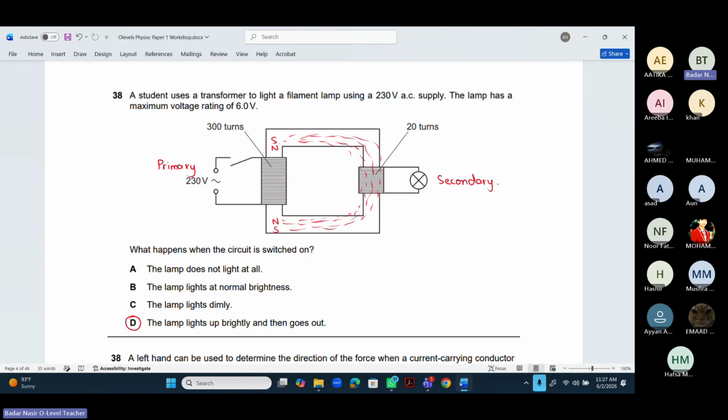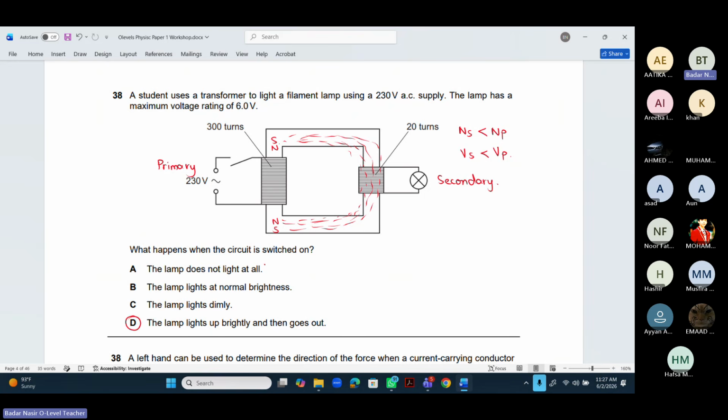Again, changing magnetic flux is produced on the secondary side, hence EMF and current is induced in the secondary coil. Now if the number of turns on the secondary coil is less than the number of turns on the primary coil, this means that the voltage in the secondary coil will be smaller than the voltage in the primary coil. Okay, so it asked what happens when the circuit is switched on?